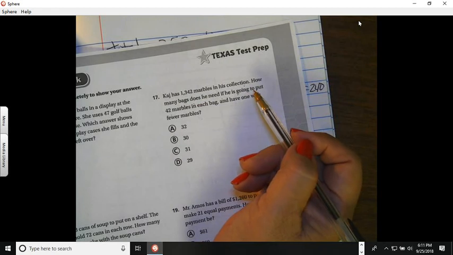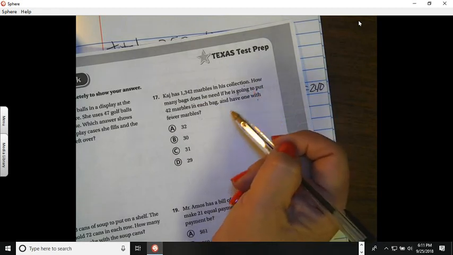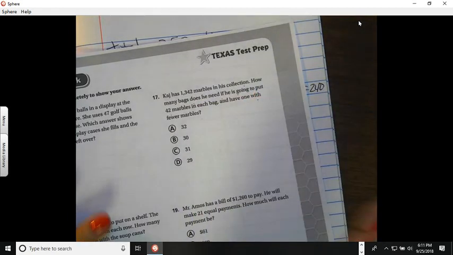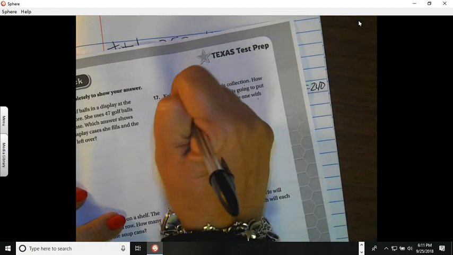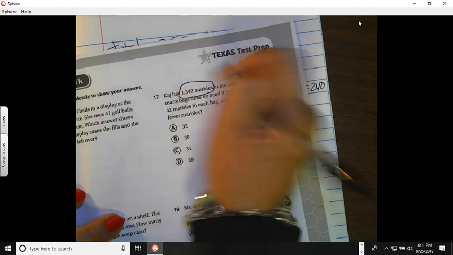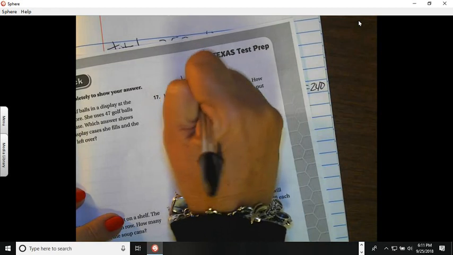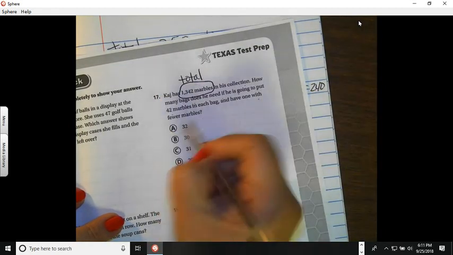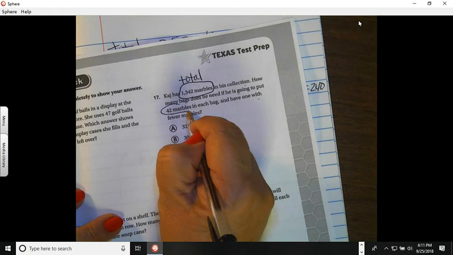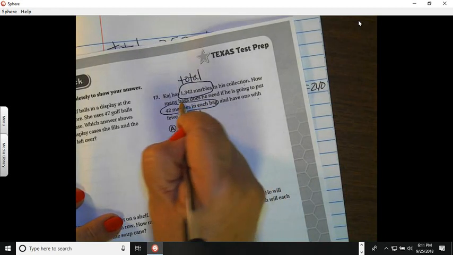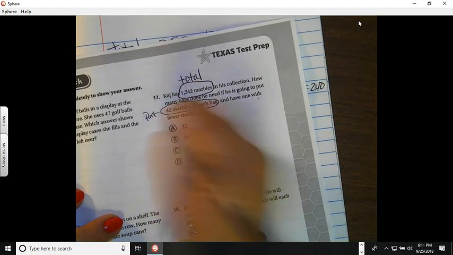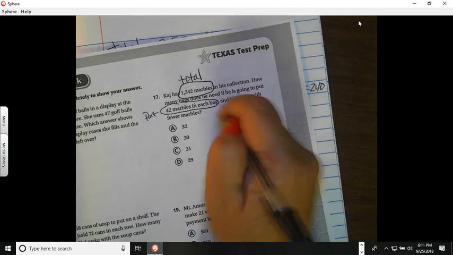So how many bags? What's the total amount that we have? 1,342. That's the total. How many parts? I have 42 because he's going to put 42 in each bag. So that's a part, which is going to be my divisor.